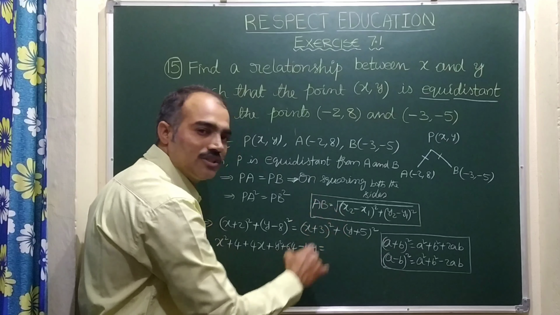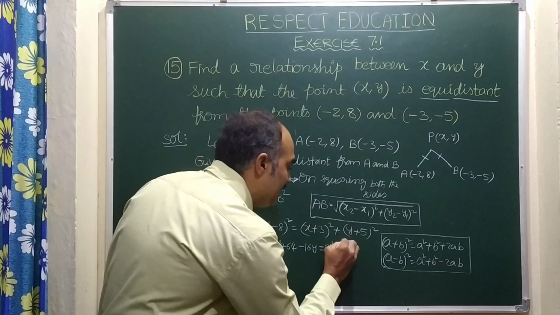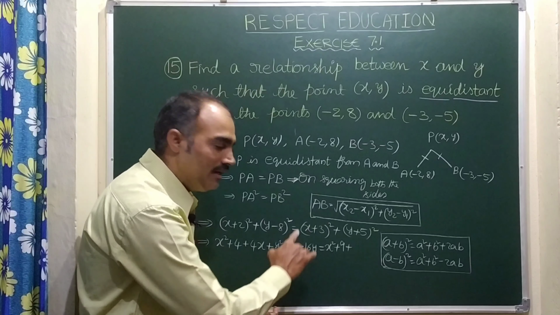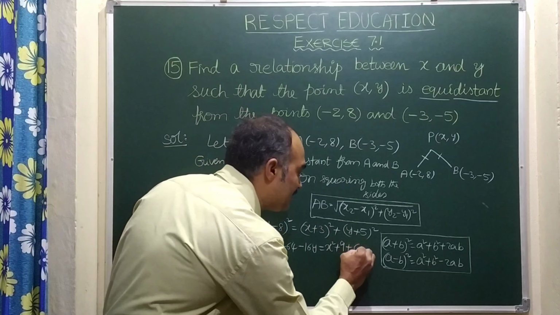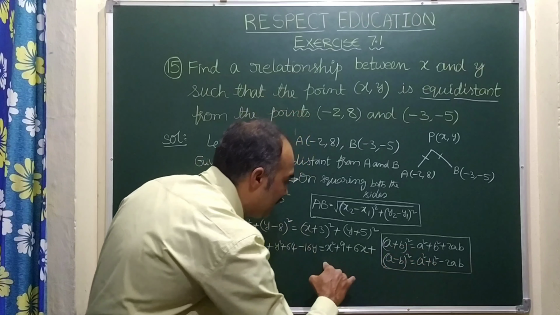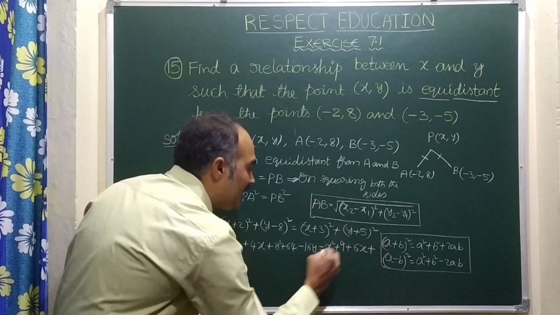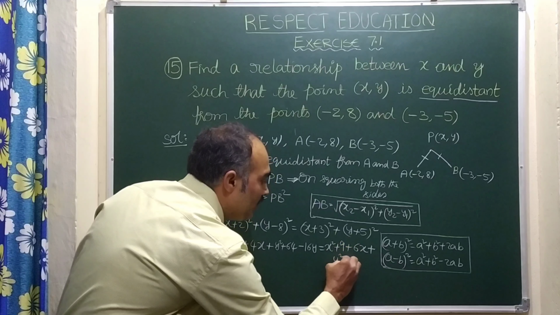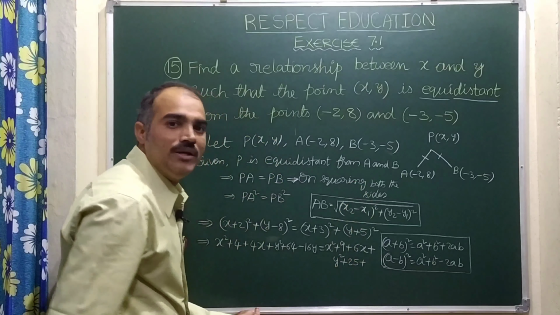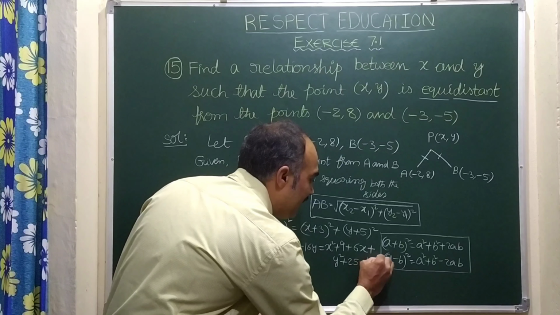On the right side, this is (a + b) whole square: a square means x square, plus b square means 3 square, which is 9, plus 2ab, 2 into x into 3, 2 3s are 6, 6 into x is 6x. Plus, as I do not have space here, I am writing here, children, this is (y + 5) whole square, that is (a + b) whole square. So a square means y square, plus b square means 5 square is 25, plus 2 into y into 5, 2 5s are 10, 10 into y is 10y.